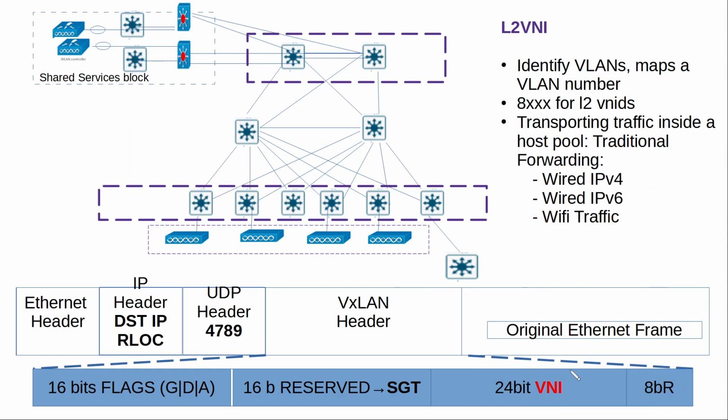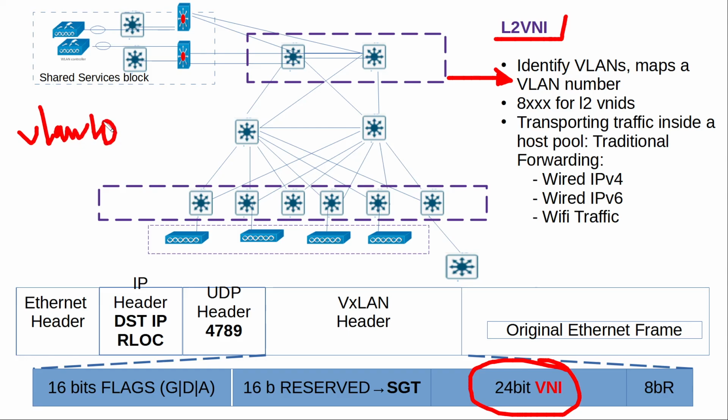So we were talking about this. And let's examine when we are going to use layer 2 VNIDs. Layer 2 VNIDs identify or map VLAN numbers. So if in a traditional network you had a VLAN number of 10, for instance, you can map it to a layer 2 VNID of 8020. Remember that layer 2 VNIDs start with an 8. And we are going to use that, for instance, when transporting traffic inside a host pool.